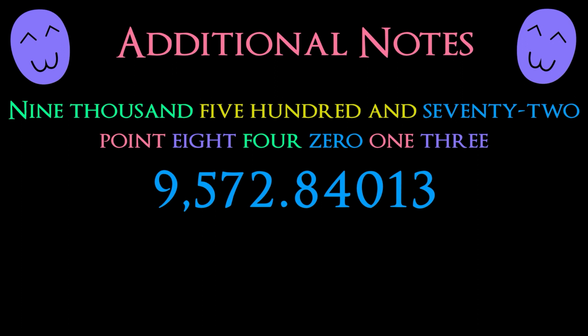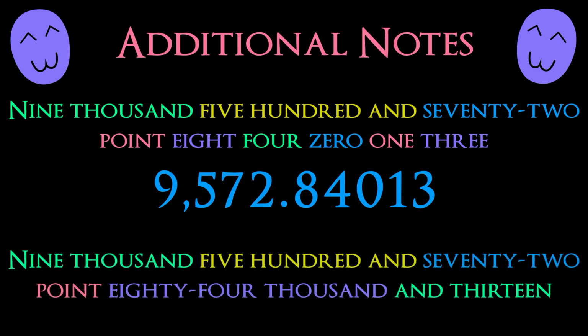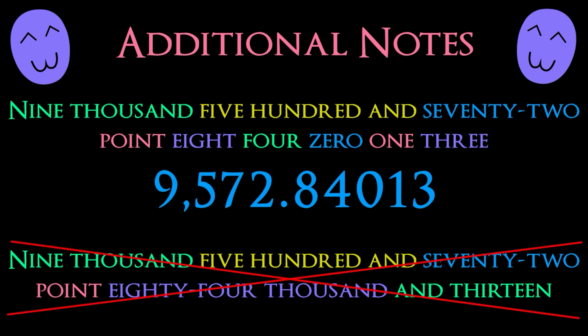For this number, we would pronounce it as 9,572.84013, saying something like that. Pronouncing the decimal digits as a whole number would be incorrect. We never pronounce the decimal digits like we do the whole numbers.